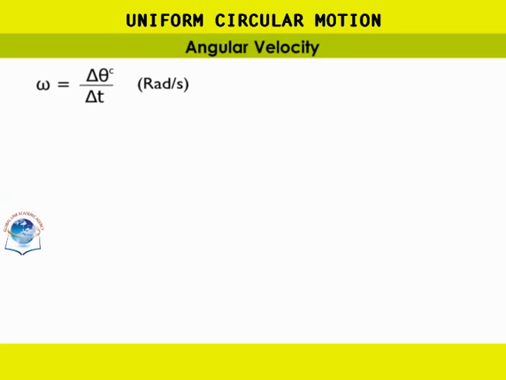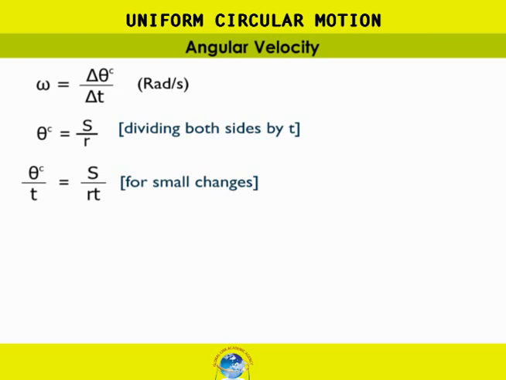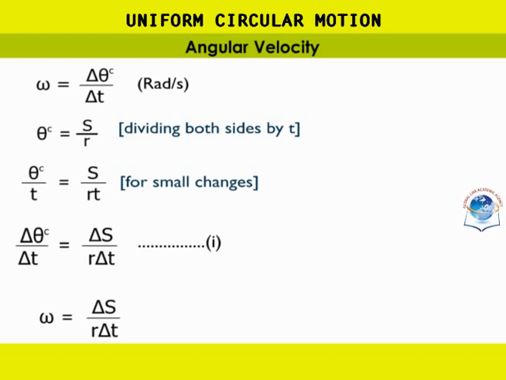Now let's bring back the expression for angular displacement. Theta is equal to S over R. Dividing both sides by t, we shall have theta over t is equal to S over R t. Using small changes, we shall have delta theta over delta t is equal to delta S over R delta t. But delta theta over delta t is equal to omega, or the angular velocity. And therefore, if we substitute here, we shall have angular velocity, or omega, is equal to delta S over R delta t.